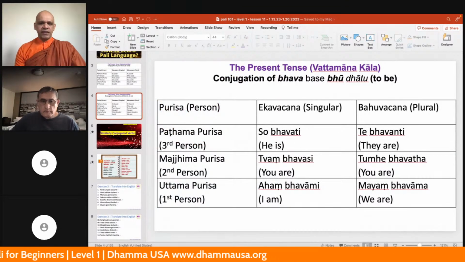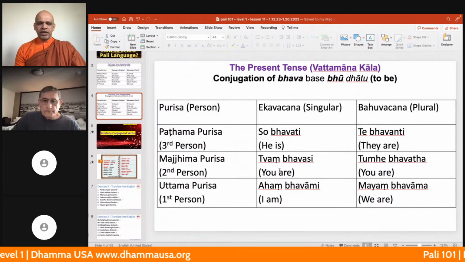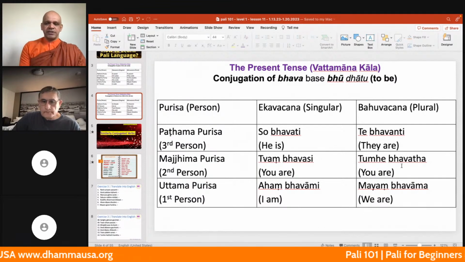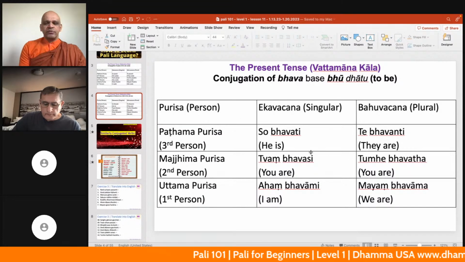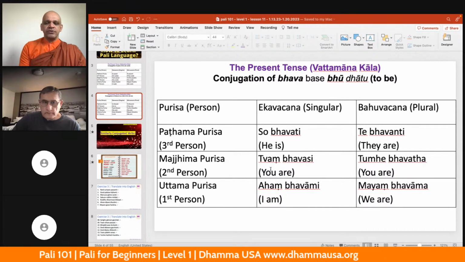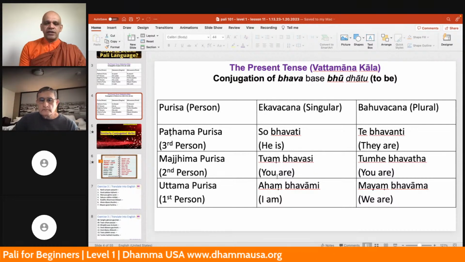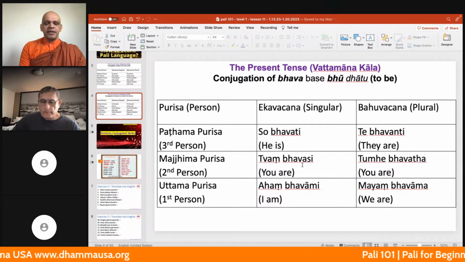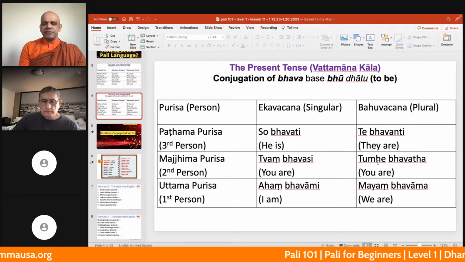When we say you, it can be either ekavachana or bahuvachana, right? So we need to see which one we are going to use. If we use ekavachana or singular, then we have to say passasi, right? And if it is bahuvachana, then it is passatha.